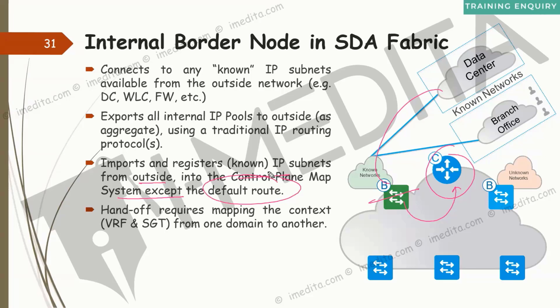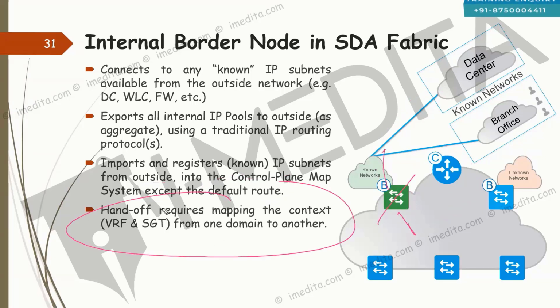We also have the handoff between the traditional and the SDA, which might also require VRF and SGT mappings from one SDA domain to, for example, a non-SDA domain as well. We might need to hand off not only the VRF, but also the scalable group tags and some other parameters. It is the responsibility of the border node to also advertise things such as scalable group tags and everything as well.